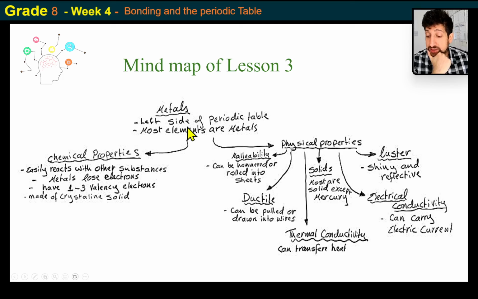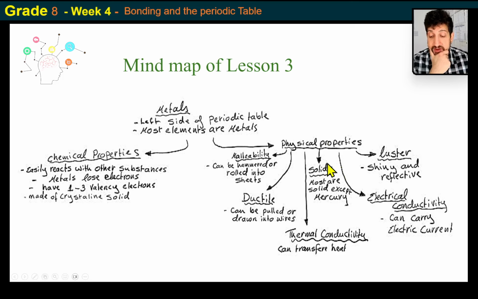So metals, they are the left side of the periodic table. Most elements are metals, and the chemical properties of metals are that they easily react with other substances. Metals lose electrons. They have 1 to 3 valence electrons: if they are in group 1, they have 1; group 2, they have 2; group 3, they have 3. And they're made of crystalline solids, which simply means they are solids and they are structured.